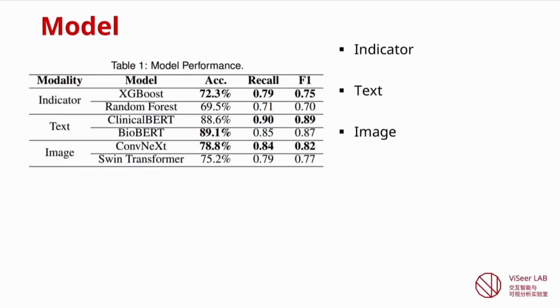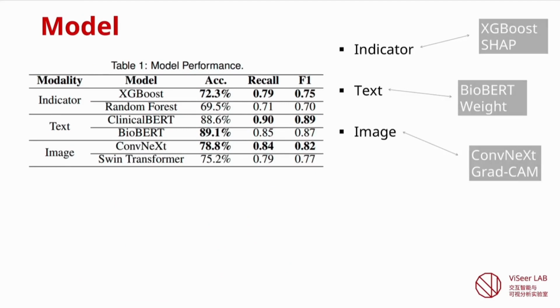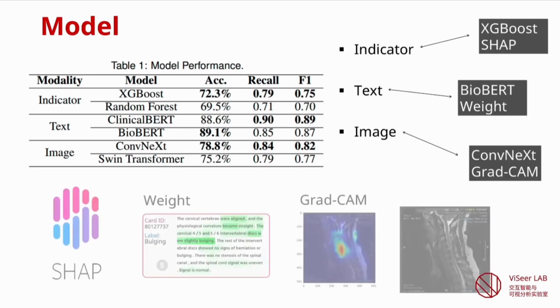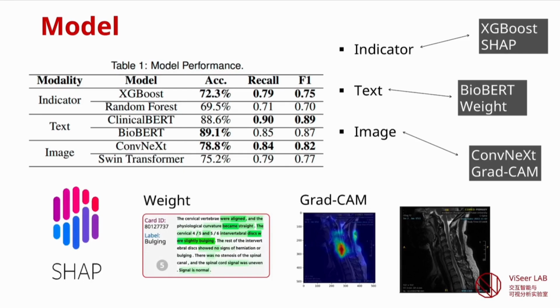We conducted experiments on each modality, integrating their performance and interpretability. We select XGBoost for indicator data, Clinical BERT for text data, and ConvNeXt for image data. For post-hoc interpretability techniques, we select SHAP, attention weight, and Grad-CAM.